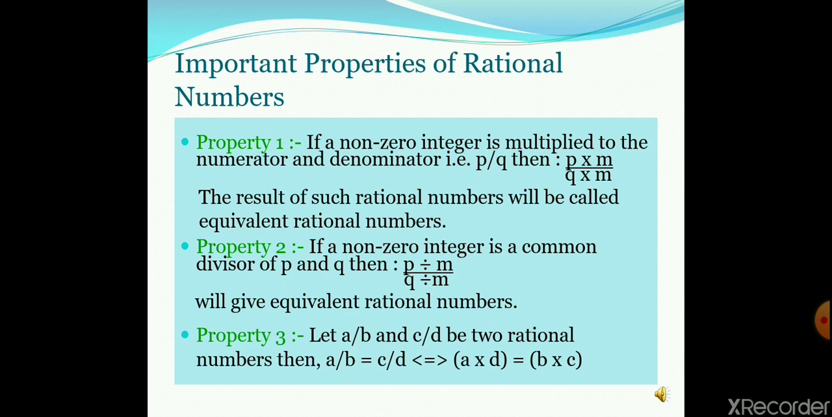Property 3 says that let there be two rational numbers, say a by b and c by d. Then we can equate these two numbers, a by b equals c by d. What we can do is cross multiply the numbers and equate them. That is, a into d will be equal to b into c.